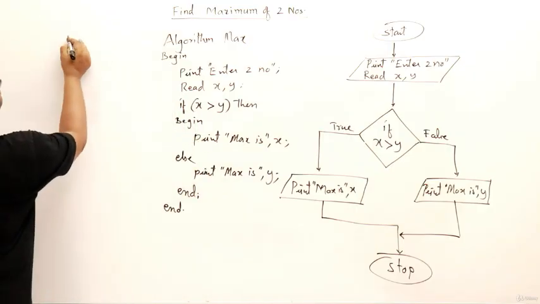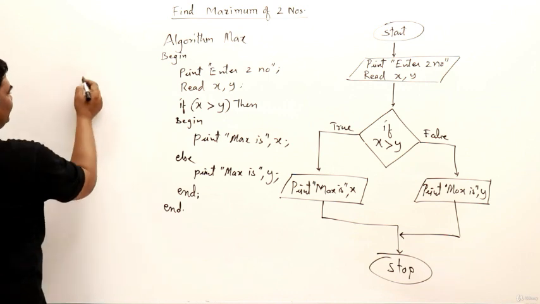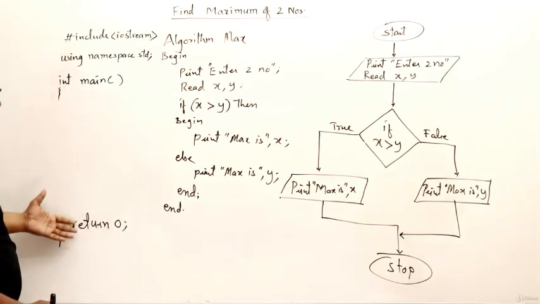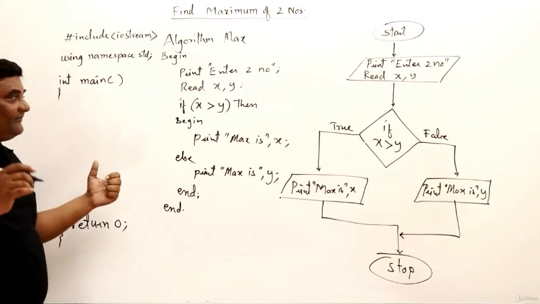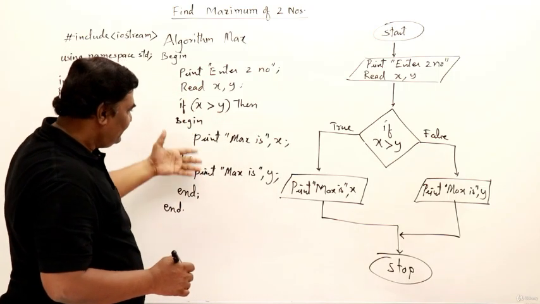So let us start. Here we know that we have to write down hash include, then using namespace, then main function. So I will keep it ready. So this is ready. I have made the main function. Everything is ready. Now I have to write down this part, that is enter two numbers, read numbers and display.